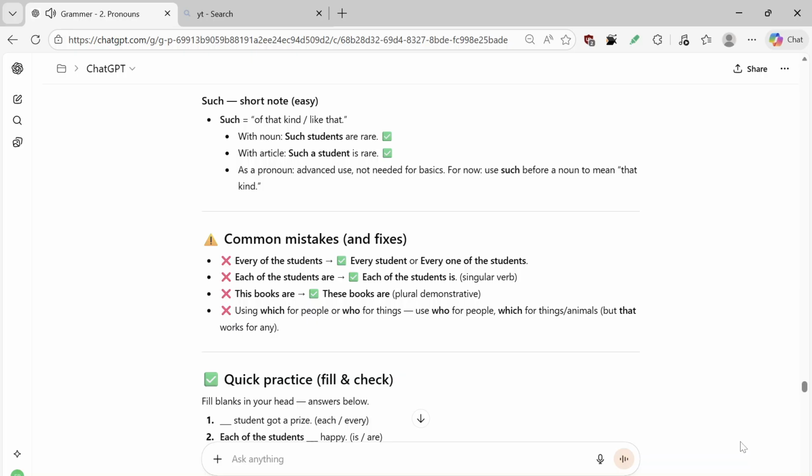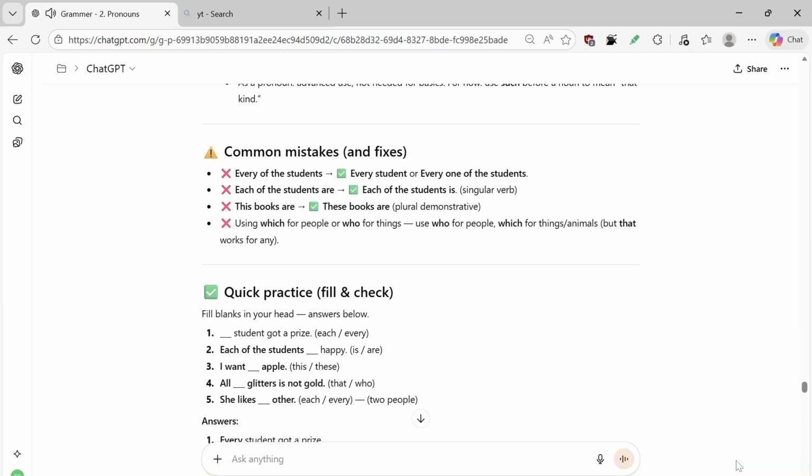Common mistakes and fixes. Every of the students: say every student, or every one of the students. Each of the students are: say each of the students is, with a singular verb. This books are: say these books are, using the plural demonstrative. Using which for people or who for things: use who for people, which for things and animals, but that works for any.